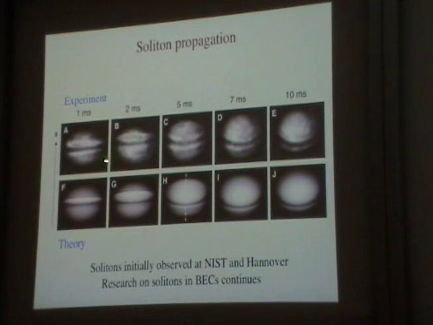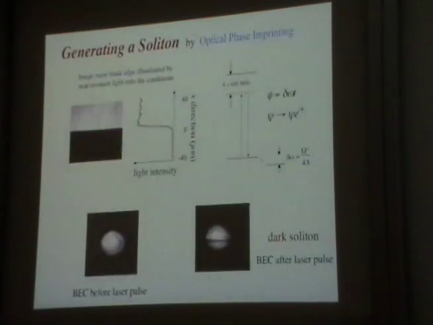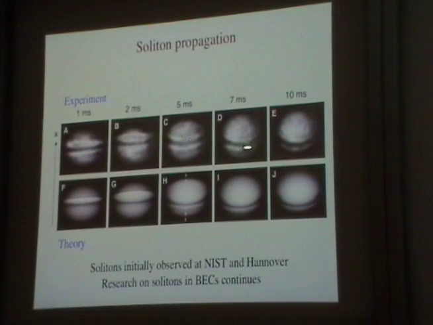We also looked at propagation of the soliton. If you have a perfect phase step of pi across your soliton, it should be perfectly dark, the density should go to zero in the middle, and the soliton should be stationary. But if you don't have exactly a pi phase step across it, the density doesn't go all the way to zero, and the soliton starts moving. The speed at which it moves is less than the speed of sound, and the amount less than the speed of sound is determined by the amount of phase shift across it. So we could generate a soliton and watch it propagate through the cloud, and it seemed to agree with calculations based on the Gross-Pitaevskii equation.